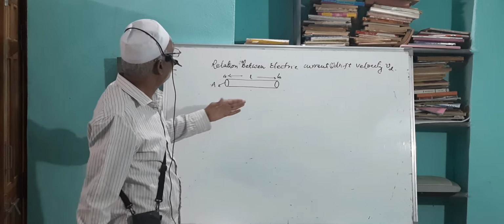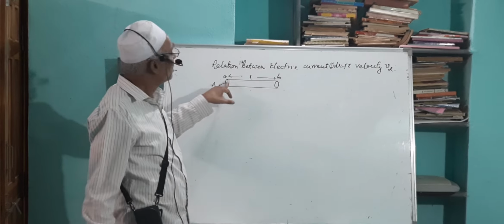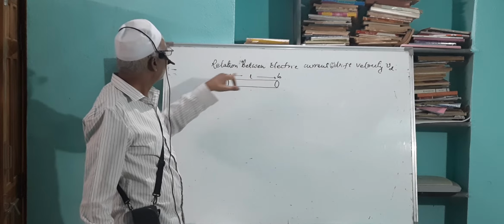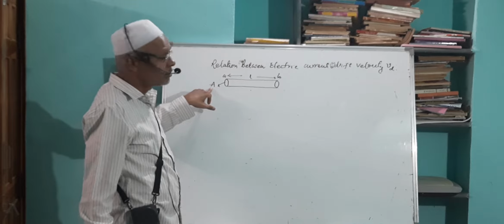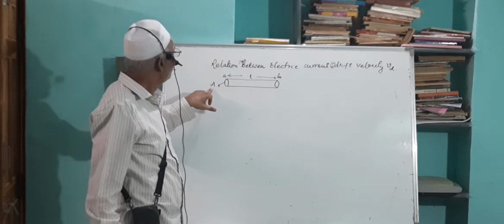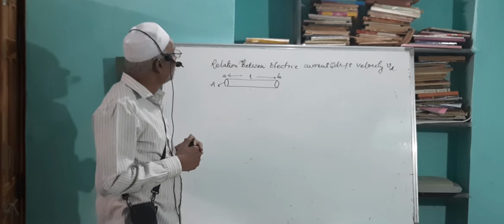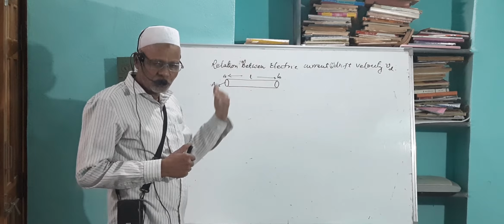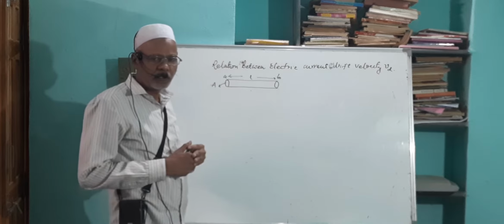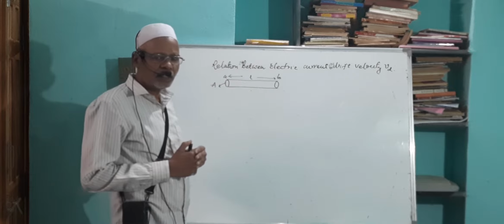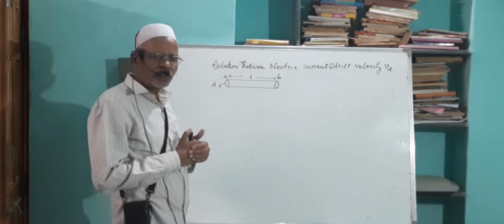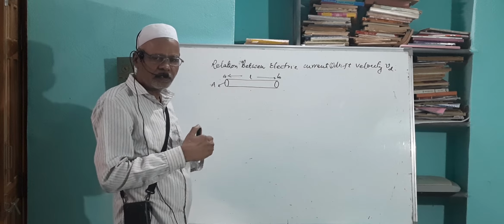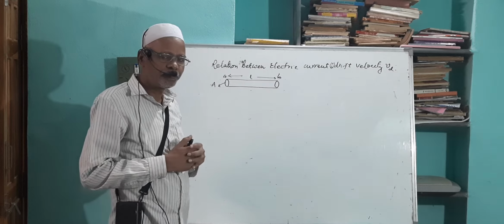As you know, AB is a conductor of length L and its area of cross section is A. In this cylindrical conductor there are so many free electrons, or conduction electrons. These conduction electrons are moving randomly in a zigzag way inside the conductor.